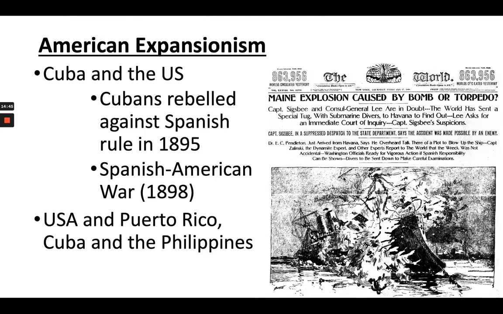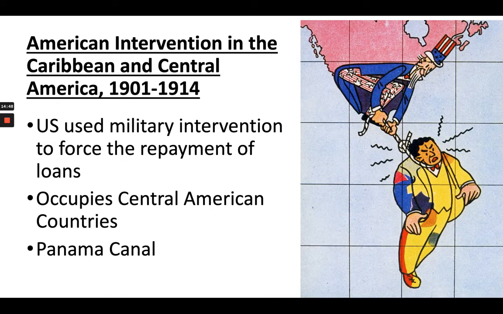So we're going to start to see a pattern emerging where the United States will often use military interventions to force small nations in Central America and the Caribbean to repay loans, to make sure that the actions of the governments in those small countries would not somehow negatively impact the U.S. economic interests of the businesses that are located there.